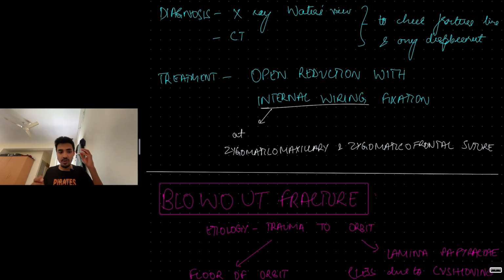First of all, you do open reduction, and then you will do internal wiring fixation at the zygomatico-maxillary suture and the zygomatico-frontal suture. This is about tripod fracture or zygomatic bone fracture.